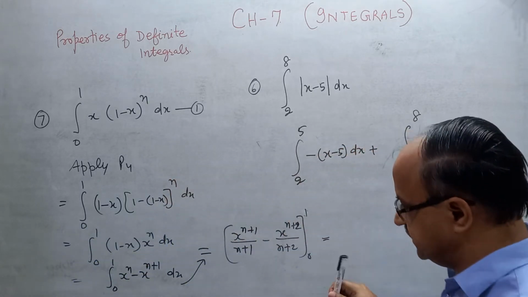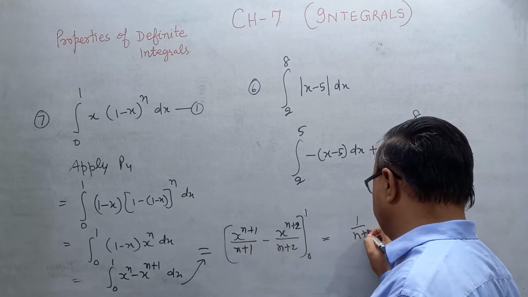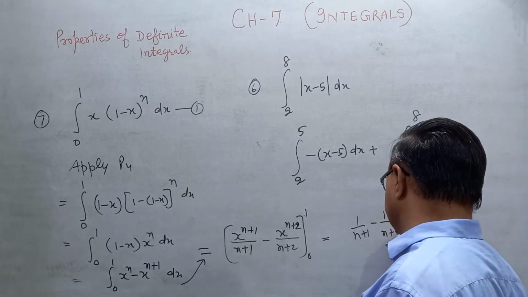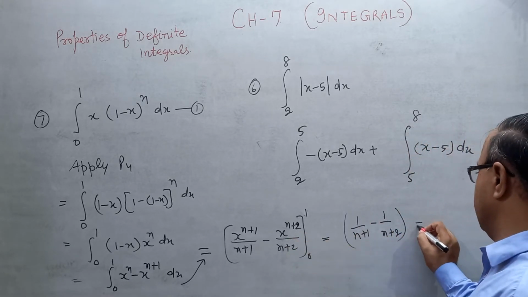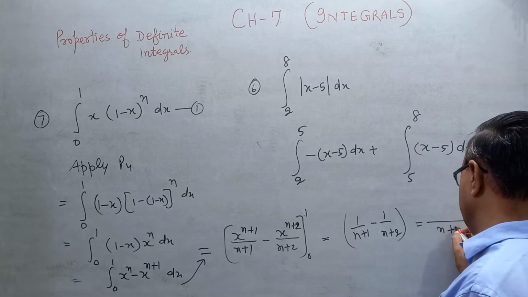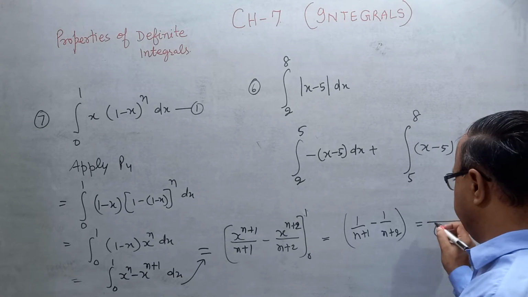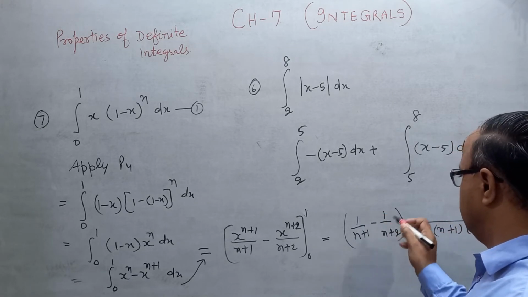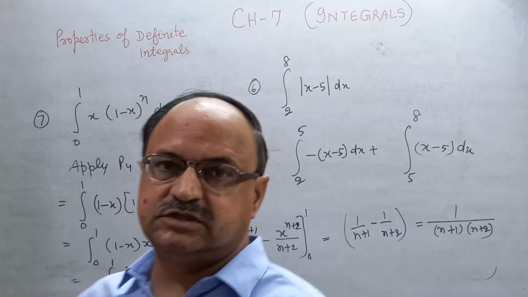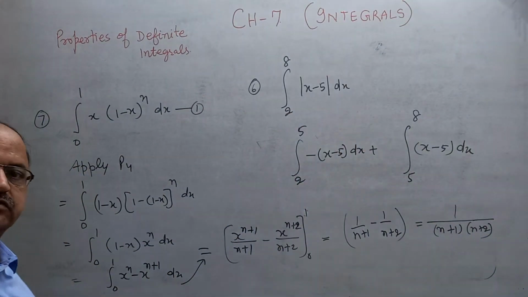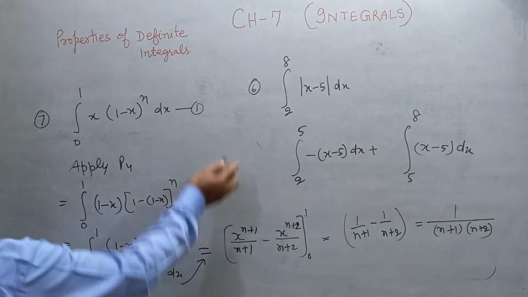Write the upper limit first. Put 1 here: 1 by n plus 1 minus 1 by n plus 2, minus 0. When you put 0, the complete is 0. LCM of n plus 1 and n plus 2. When you simplify, the answer is n plus 2 minus n plus 1, which is 1 over n plus 1 times n plus 2. This is the solution of question number 7. Very important questions, 7 and 9 as it is.